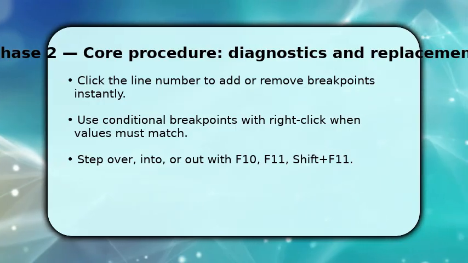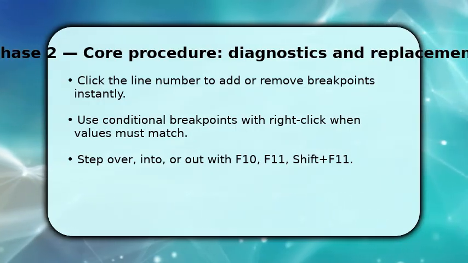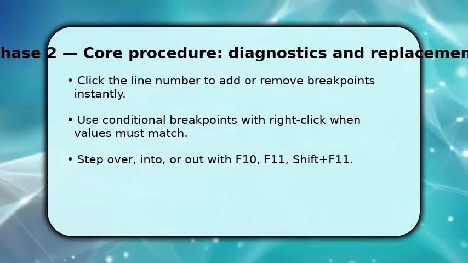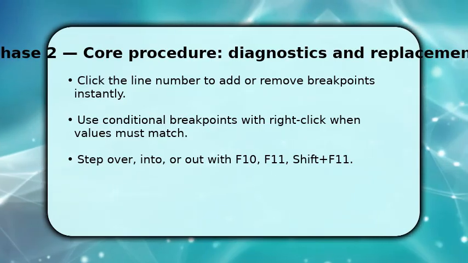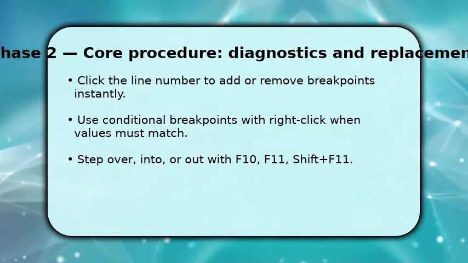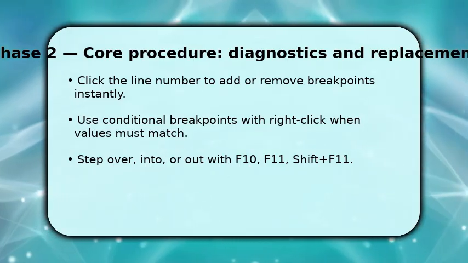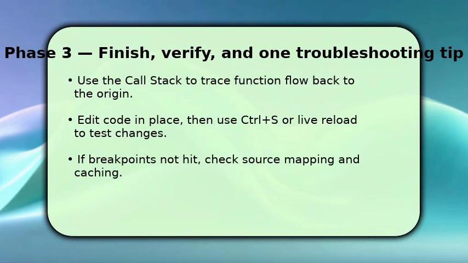Once paused, step through code with F10 to step over, F11 to step into, and Shift plus F11 to step out, inspecting scope variables and watches. As you probe, modify variables in the console. Finish by tracing the call stack to understand how execution reached the breakpoint. That tells you why a value is wrong.